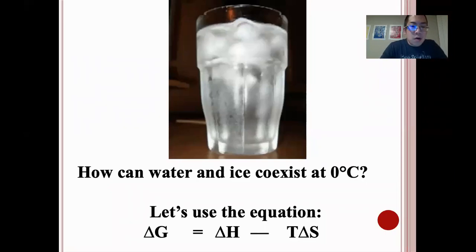Let's take a look at how water and ice can coexist at 0 degrees Celsius. So we're going to use the equation. You'll see this also in your book at the bottom. Delta G equals delta H minus T delta S, where delta G stands for free energy, and then delta H stands for enthalpy change, like we've calculated before. T is the temperature in Kelvin, and delta S is the change in entropy.